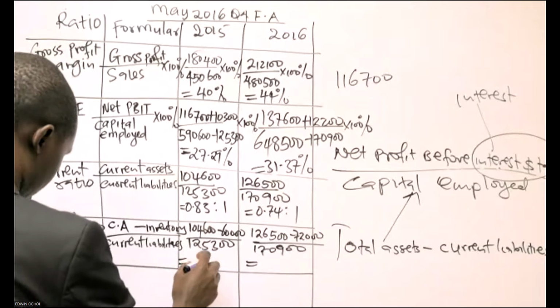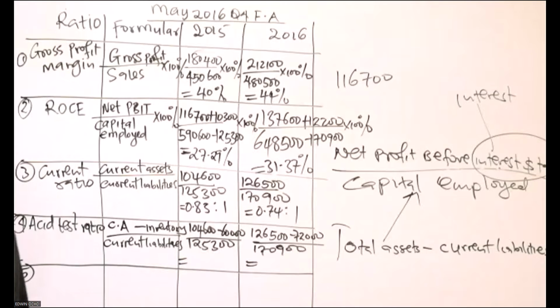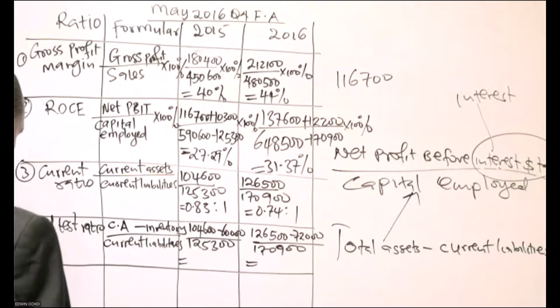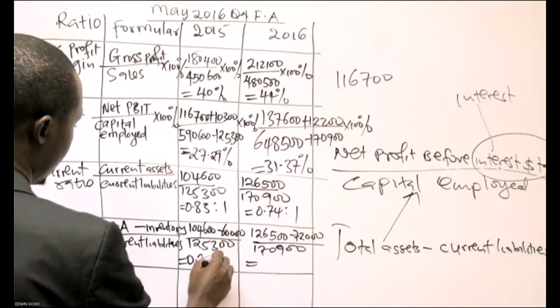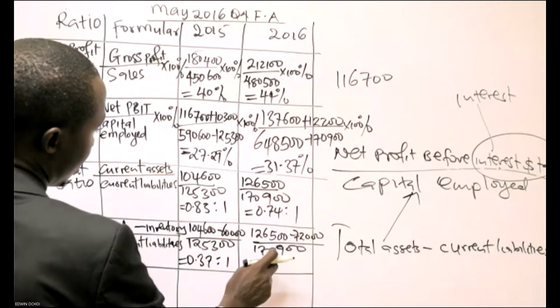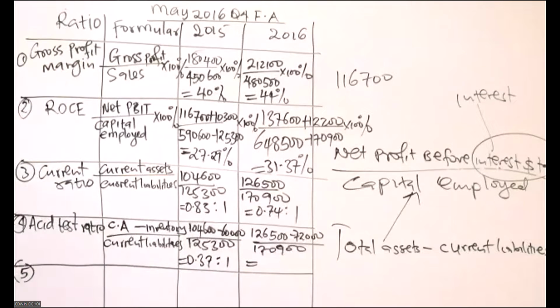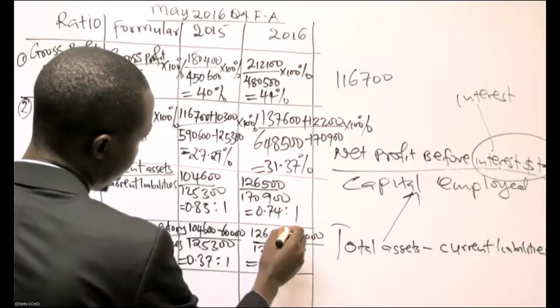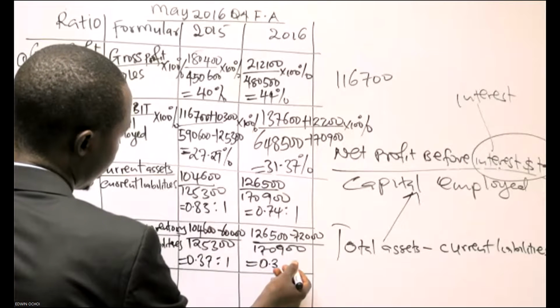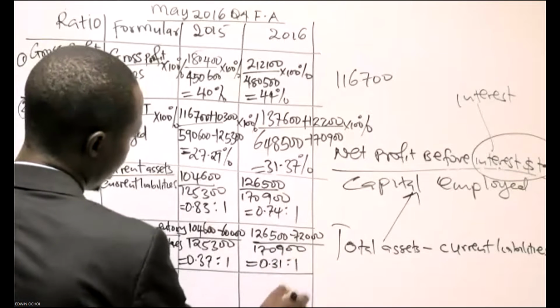0.3721. So it's 0.37 to ratio 1. Then the other one? Yeah, the other one is 0.31 to ratio 1.